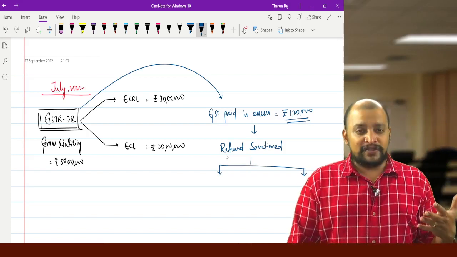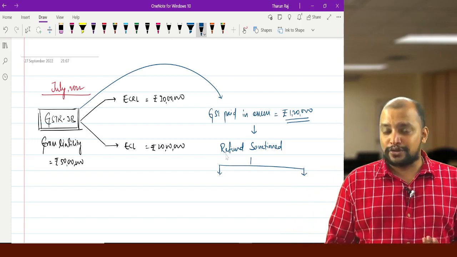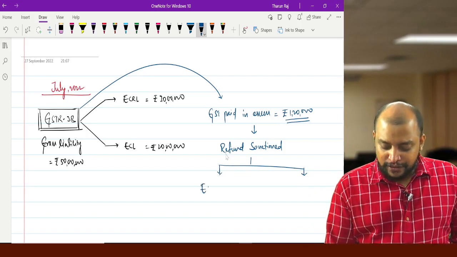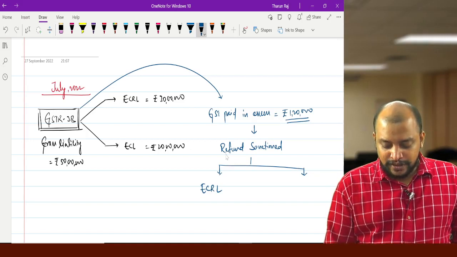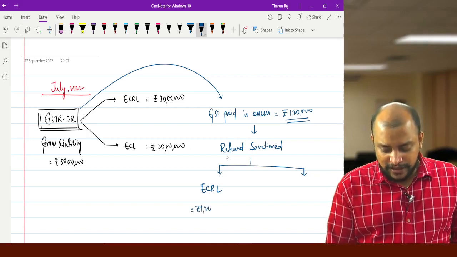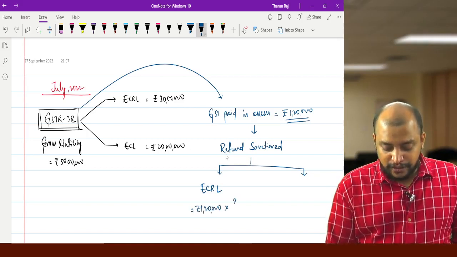What is the ratio in which it was paid for that month? 3:2 ratio. Therefore, the refund into the electronic credit ledger will be 1,20,000 into 3/5.